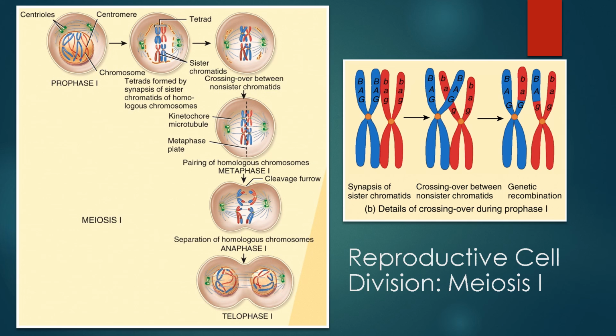So meiosis 1 begins once chromosomal replication is complete, and it consists of 4 phases: prophase 1, metaphase 1, anaphase 1, and telophase 1.